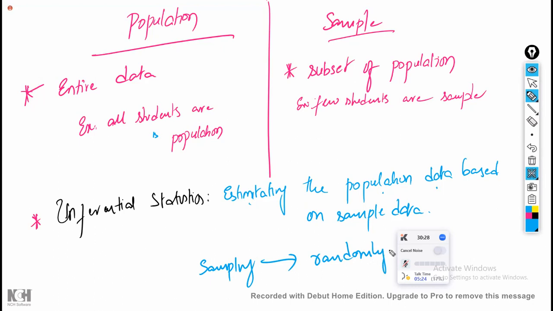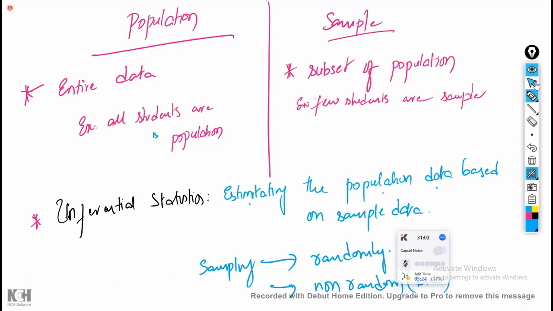One way of selecting the sample is random, and the other is non-random. Random sampling means you choose randomly. For example, in this class, if I want to take feedback randomly, I may ask any student. If I go non-random, I ask only those sitting in the first bench who always shake their head, ignoring the last bench people. Then it is called non-random, or biased sampling.